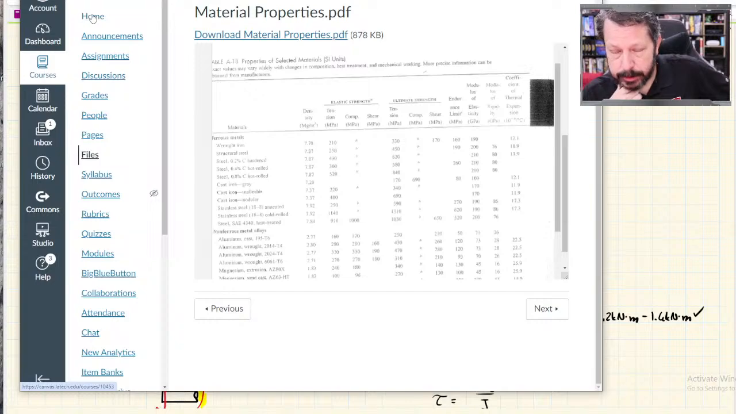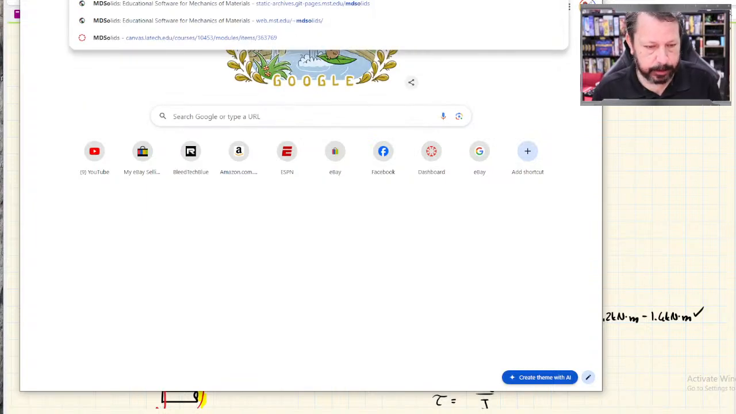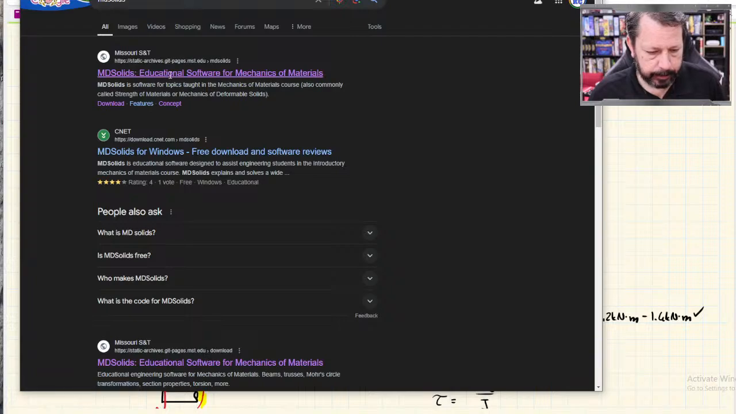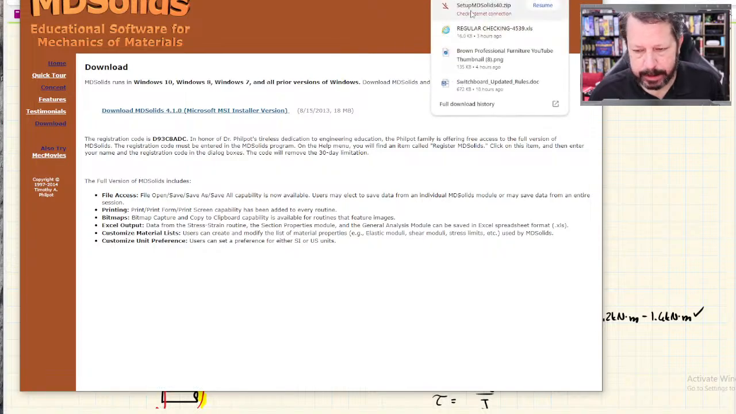On your group project team, there's plenty you can go ahead and do. I still haven't found a working version of MD Solids. Let me just check and see if it's still not letting you download anything. Yeah, same thing as before, where it doesn't want to download that. So I haven't found a way. Maybe it's just not working anymore.